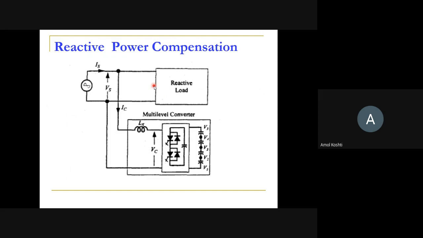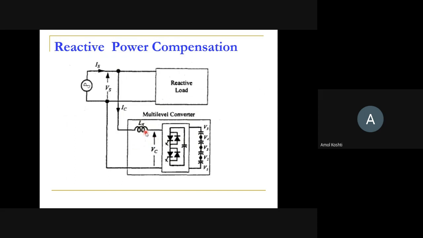Okay, so you can see these capacitors are connected at the load end, so that reactive power can be compensated. So when there is no need of reactive power in the system, this converter, here referred to as a multi-level converter, can be a rectifier and an inverter. It means this converter acts bidirectionally.